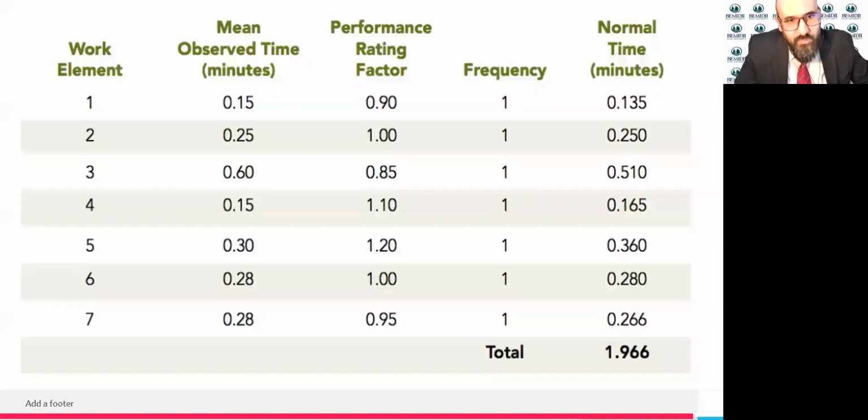Now what we need to do is find the normal time. The normal time is found by multiplying the mean times the performance rating. If there is a frequency, usually you multiply by the frequency as well to find the normal time in minutes. Then once you have these normal times, you add up the total.